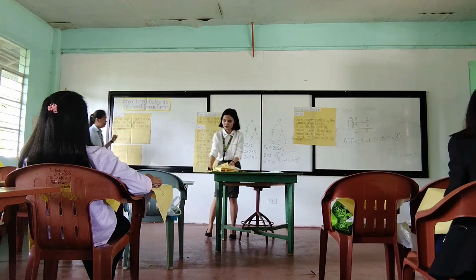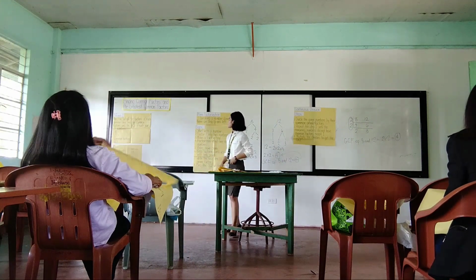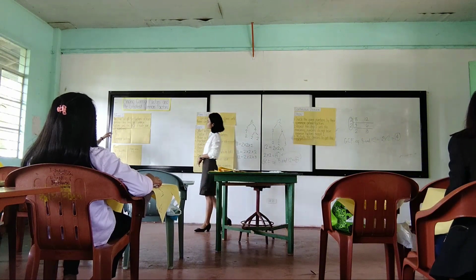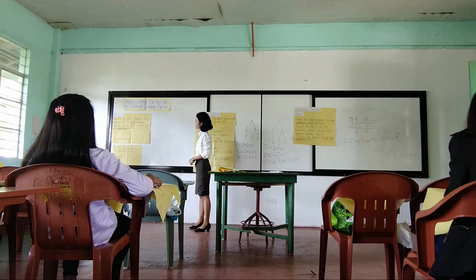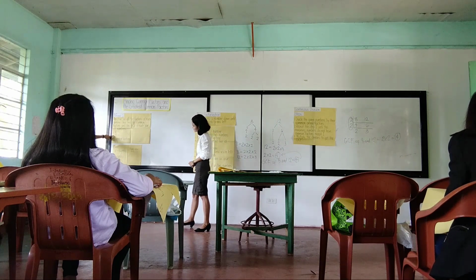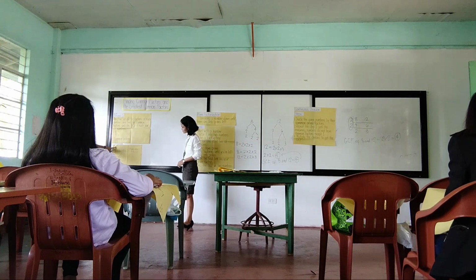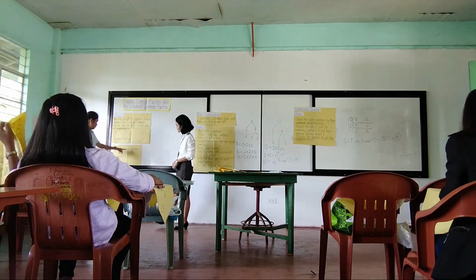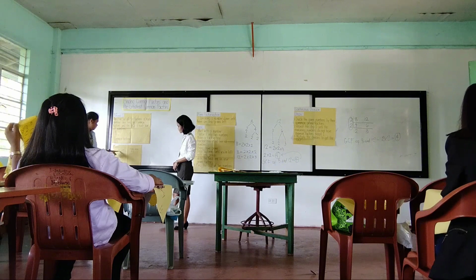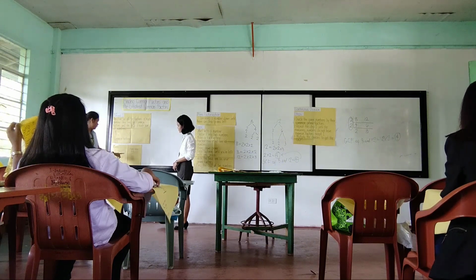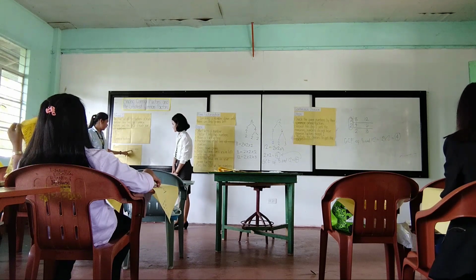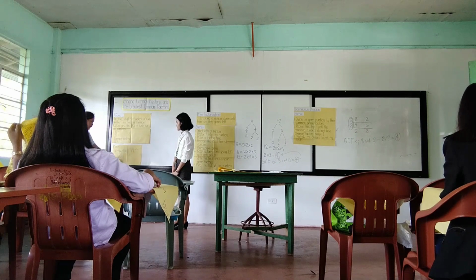Okay, group 1, you can now present your work. The direction: list all the factors of each number, then find the common factors and then the GCF of each pair of numbers. The numbers are 18 and 27. This is my solution. I listed the factors of 18 and 27. The common factors of 18 and 27 are 3 and 9. Then I looked for the greatest common factor between the two. The greatest is 9, so the GCF is 2.